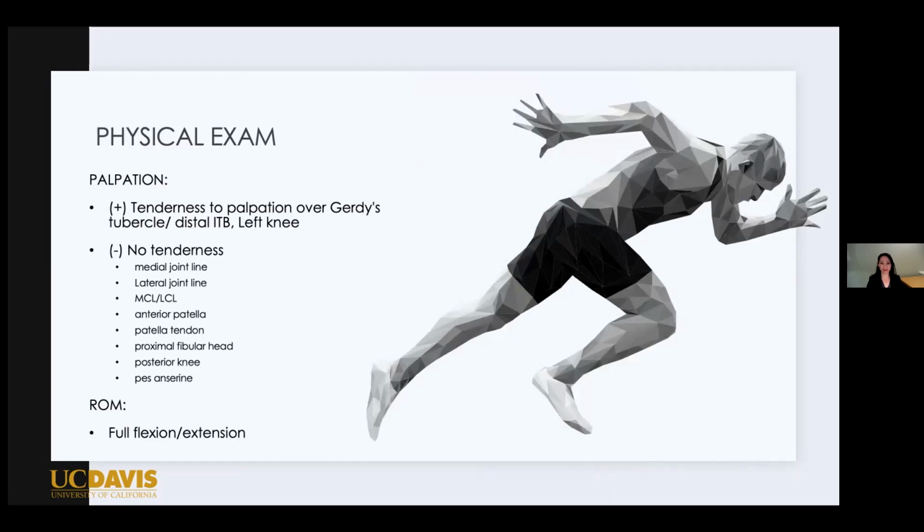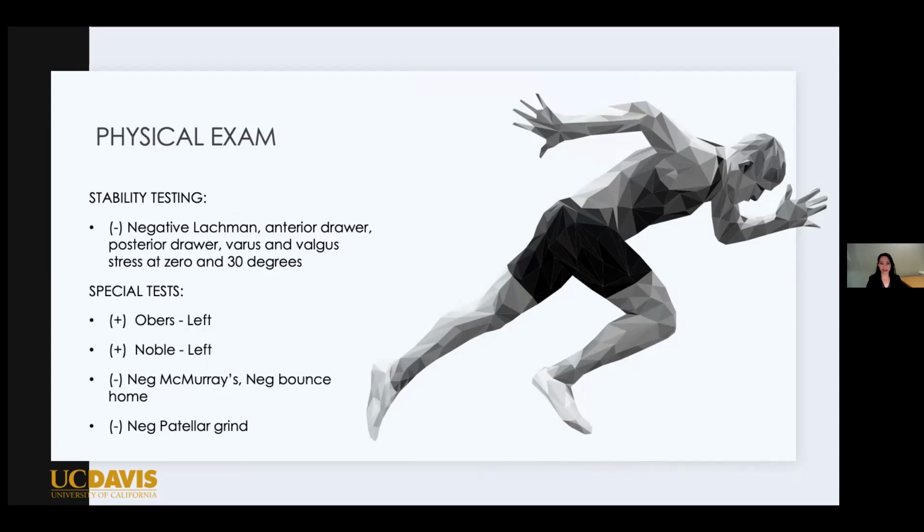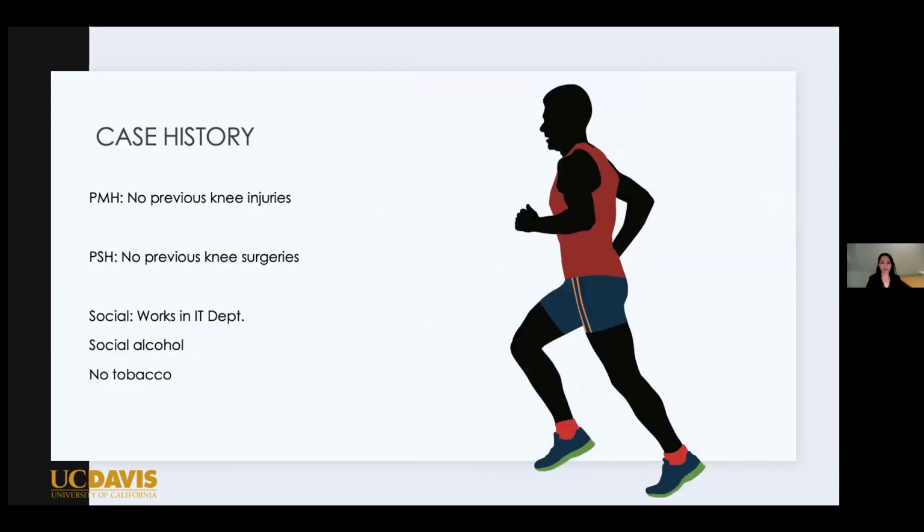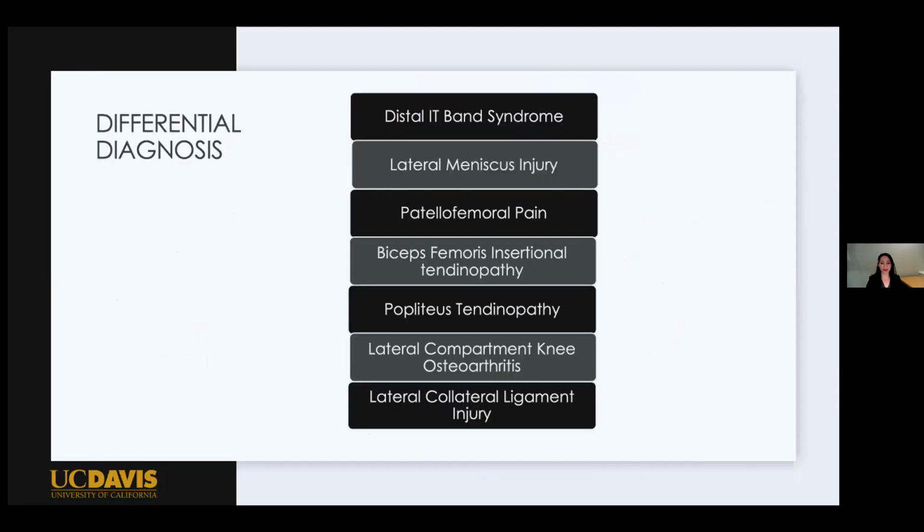On physical exam, there is tenderness to palpation over Gerdy's tubercle and the distal IT band, and there is no tenderness to palpation of other structures. There is full range of motion. Stability testing is all negative. However, there is tightness in the IT band and pain over the distal IT band, demonstrated by Ober's and Noble's compression test, respectively. Other history is non-contributory. The differential diagnosis includes these conditions, which may present with lateral knee pain. Let's review the anatomy before beginning our diagnostic ultrasound evaluation.